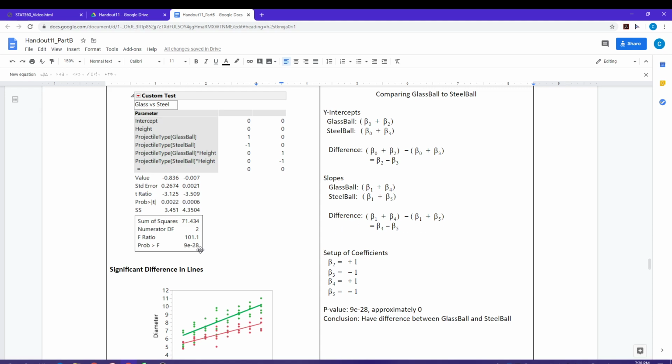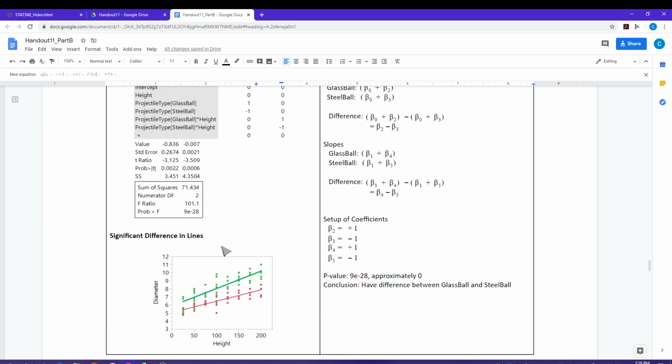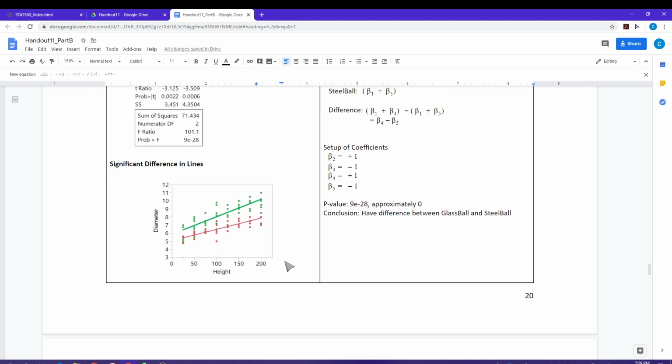The p-value here is indeed significant. So I have statistical differences between the effect of the glass and steel balls. So there's a difference there between the green and red lines.